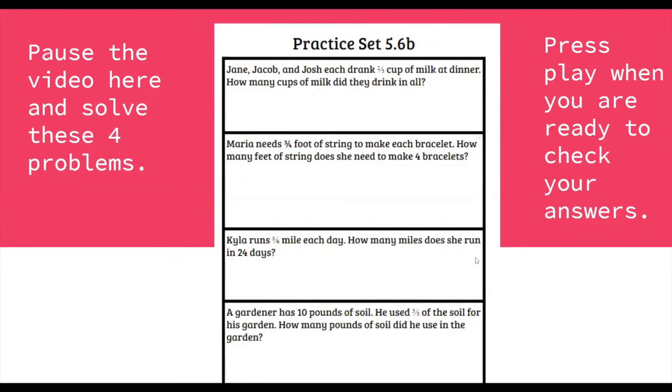Next, Kyla runs 5/6 of a mile each day. How many miles does she run in 24 days? And finally, a gardener has 10 pounds of soil. He used 3/5 of the soil for his garden. How many pounds of soil did he use in the garden? Pause the video here and solve these 4 problems on your own. Press play when you are ready to check your answers.